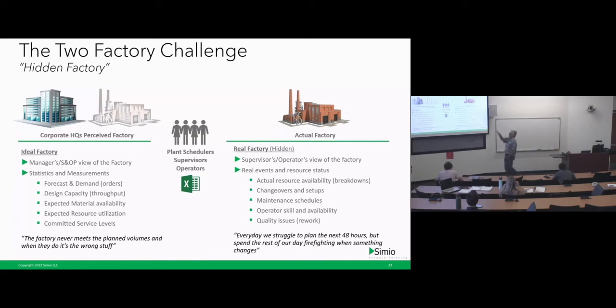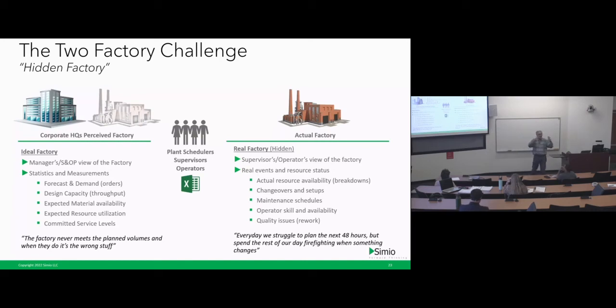A couple of the important parts was this notion of the two-factory challenge, and he said this is real in every project he's ever done. You see this everywhere, right? Corporate HQ or people who do high-level planning don't have a detailed understanding of what goes on at the lower level. So you have an idea of what factory capacity is, what material availability is, and what the worker schedules and resource utilization are at the corporate level, and then you have reality at the factory level. So you have these two different visions of the same factory, right?